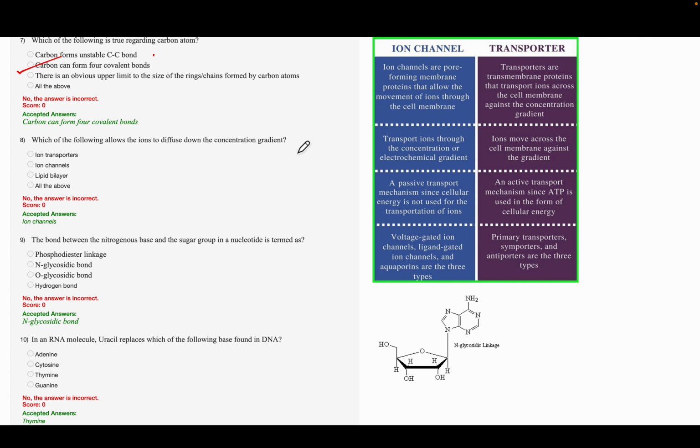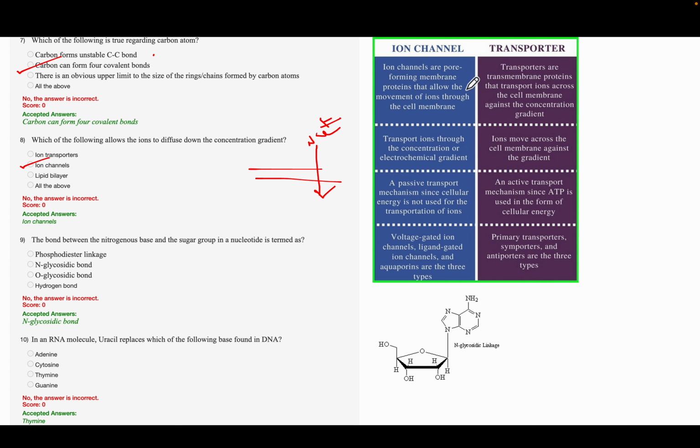Now coming to the next question, which of the following allows the ions to diffuse down the concentration gradient? So what is concentration gradient? If this is a lipid bilayer, and you have a large amount of Na plus over here, and you have a very small amount or no Na plus here, so if Na plus ion comes from there to there, this is diffusing down the concentration gradient. So in this case, who takes care of this? Ion channels.